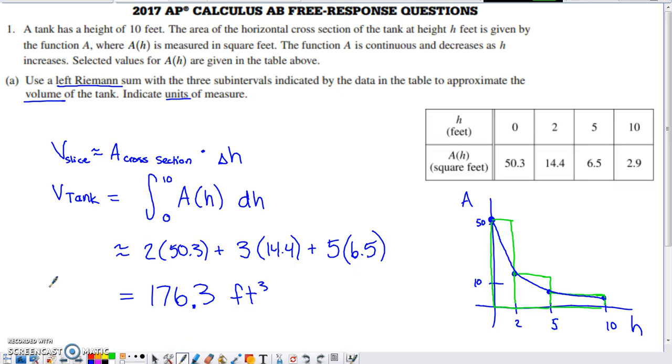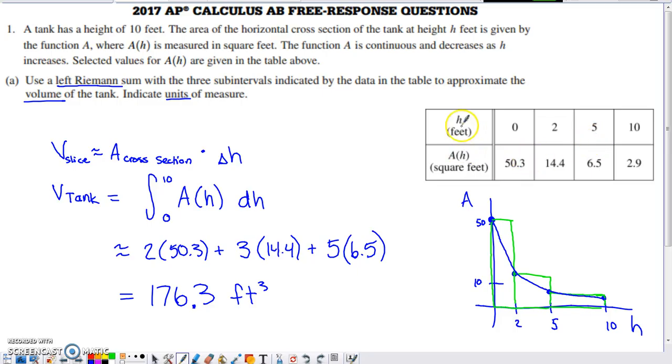So this video will be a discussion of number 1 from the 2017 AP Calc AB and BC exam. It's a question that involved the use of a calculator, and if we get right into it here, they provided us with this table of values.